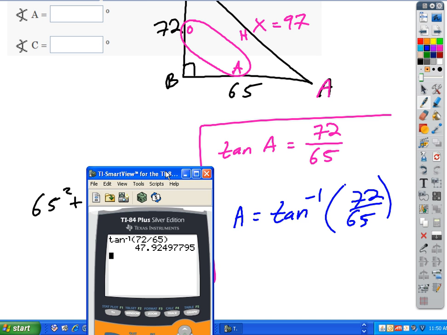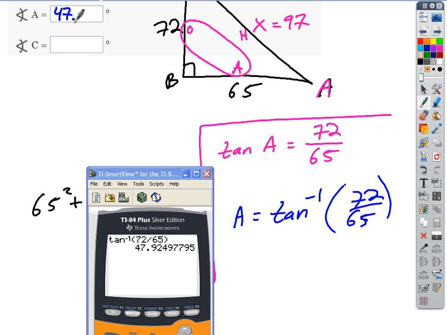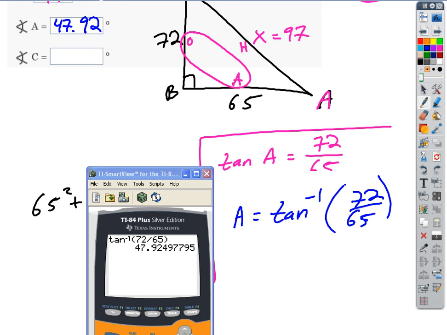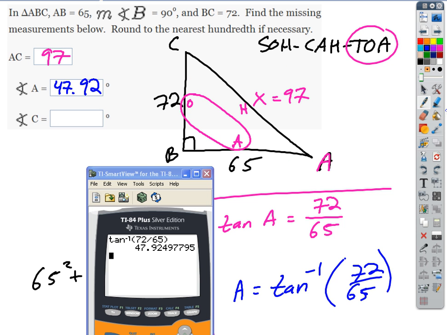47.92. Now, how do I find angle C if I know what angle A is? Add them all together and it's 180 subtract. Okay, good. So I know that they all add to 180. If the right angle is 90, what do the two acute angles always add to? Well, just A and C would add to 90. Good. So couldn't I just subtract angle A from 90 to find angle C then?